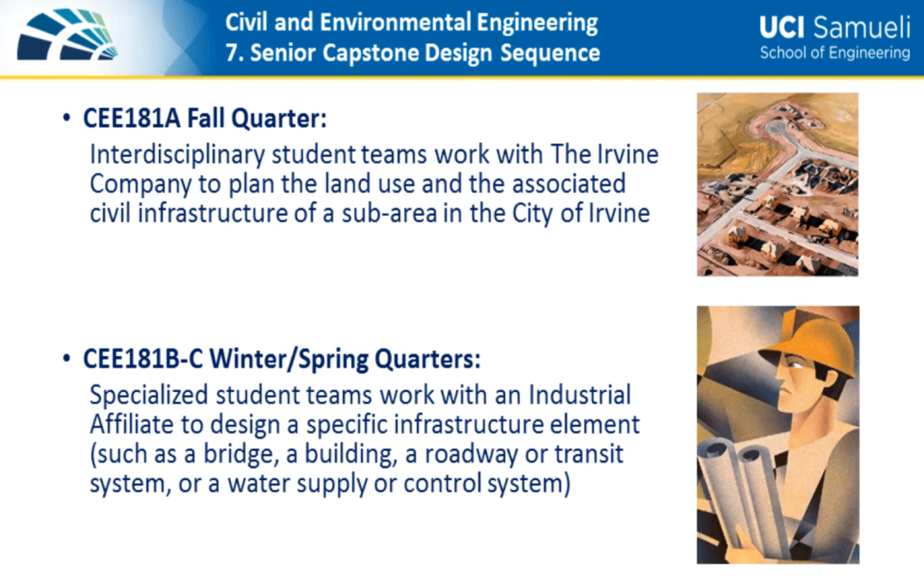In the winter and spring quarters, CE 181BC, specialized student teams work with an industrial affiliate to design a specific infrastructure element, such as a bridge, a building, a roadway or transit system, or a water supply or control system. By specialized, this usually means that all the students on your team are structural specialization students if you're doing a structures project. They're all transportation specialized students if you're doing a transportation project. There are exceptions to these based on the multidisciplinary nature of some of the projects that we do.